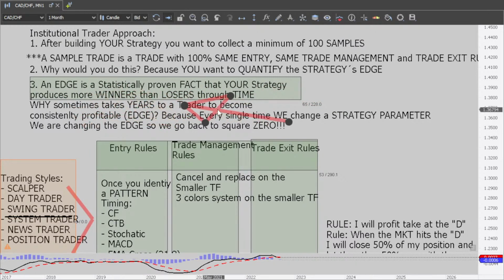Why does it sometimes take years for a trader to become consistently profitable? Talking about the edge, everybody, because every single time we change a strategy parameter, we are changing the edge, so we go back to square zero of the 100 samples, right?